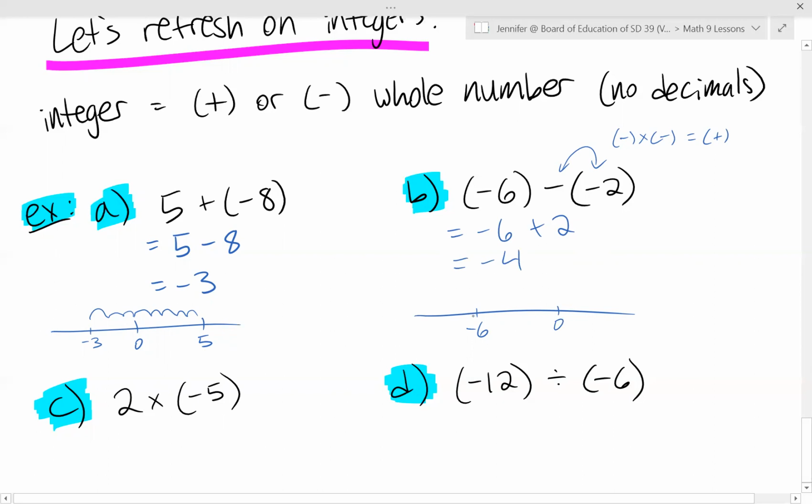Again, looking at our number line, if we're at -6, we're taking away -2. So taking away -2 brings us up to -4. Taking away a negative makes something more positive.